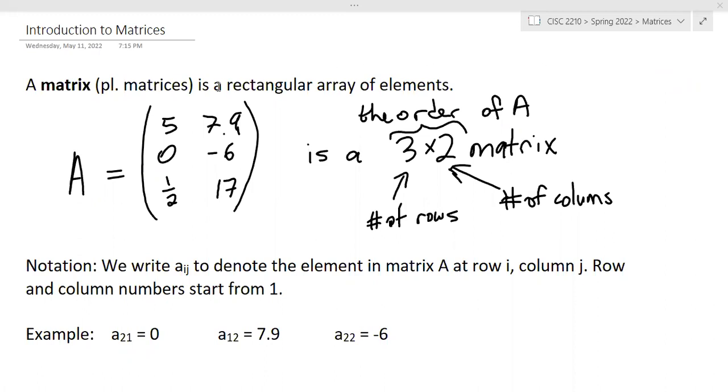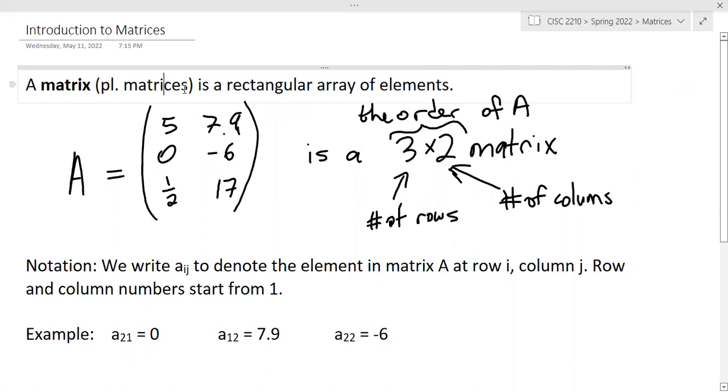A matrix, in plural, it's matrices. So singular is matrix, plural is matrices. What is a matrix? It's a rectangular array of elements. So it looks like this, for example. A is a matrix. This particular matrix is a 3x2 matrix. What does that mean? It has 3 rows and 2 columns.